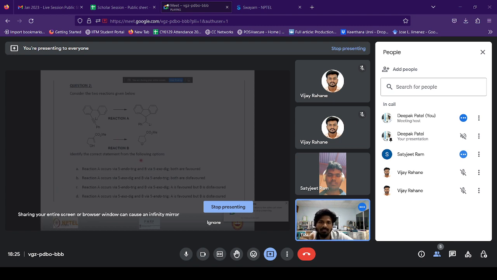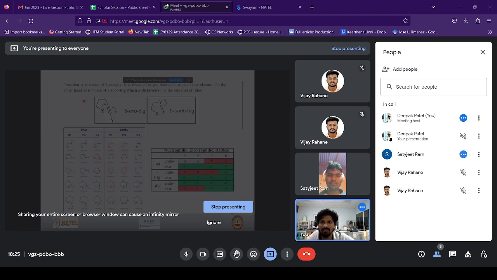To solve this type of question, you have to remember Baldwin's rules. They suggest how exo and endo play an important role for the ring closing of sp3 hybridized carbon, sp2 and sp hybridized carbon. So in the question, reaction A is a case of 5-exo-trig. It is favored as per Baldwin's rule, and B is 5-endo-trig. What is tet, trig and dig? Tet means tetrahedral, an sp3 hybridized carbon attached. Trig means sp2 hybridized carbon and dig means sp hybridized carbon.